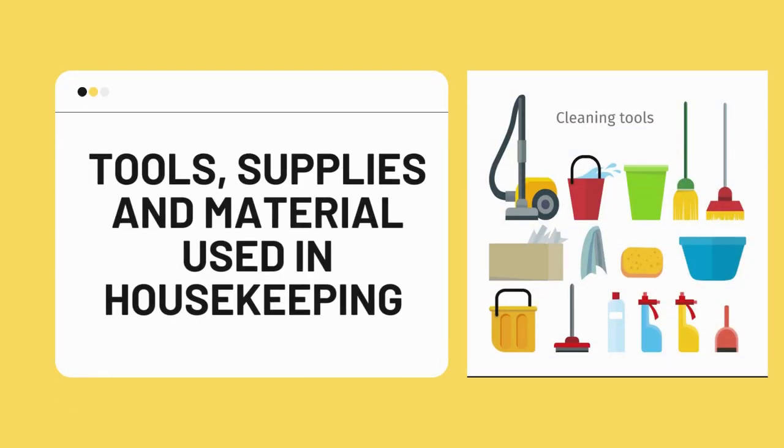For an effective and efficient housekeeping, amenities are considered and provided such as towels, linens, beddings, glasses, tablewares, pieces of furniture, appliances, and kitchenwares. Cleaning equipment, tools, and supplies are also necessary for complete housekeeping needs. What are the tools, supplies, and materials used in housekeeping?